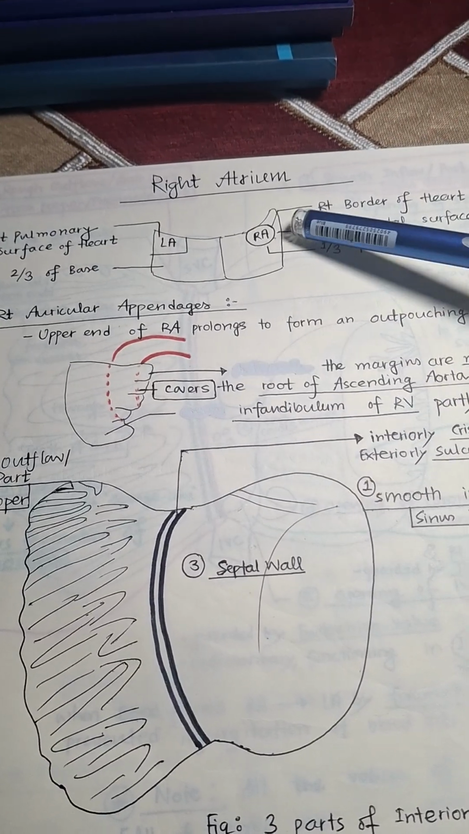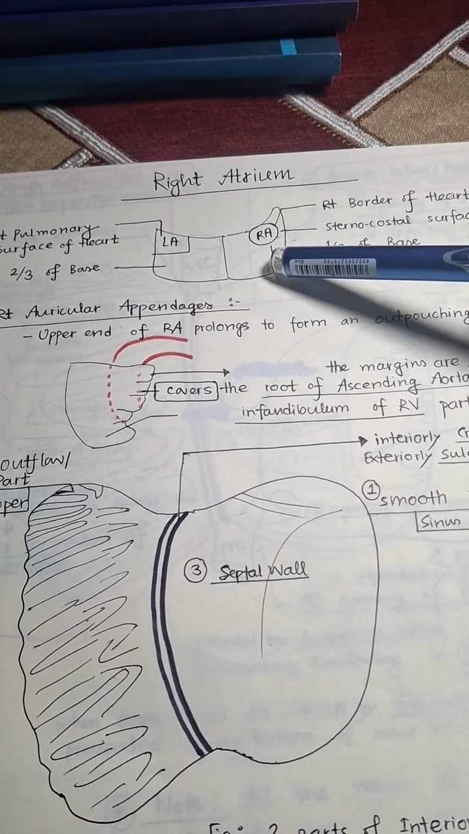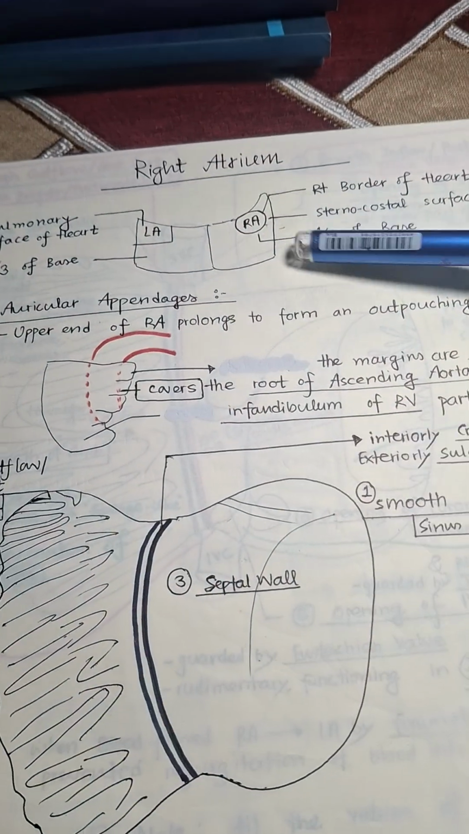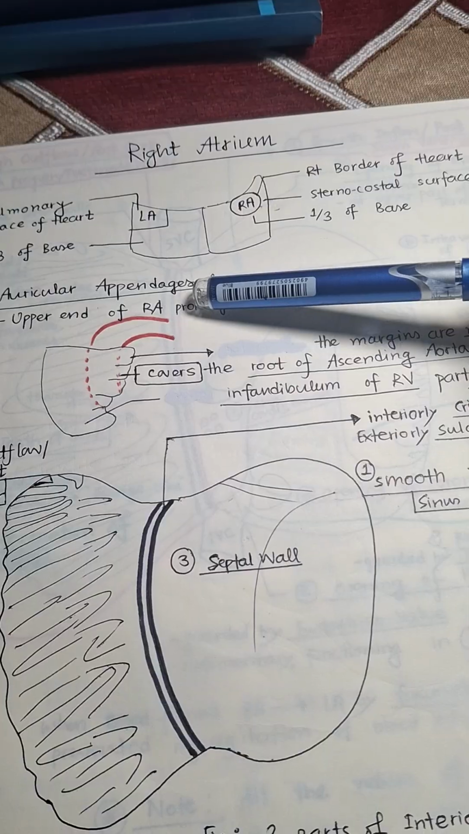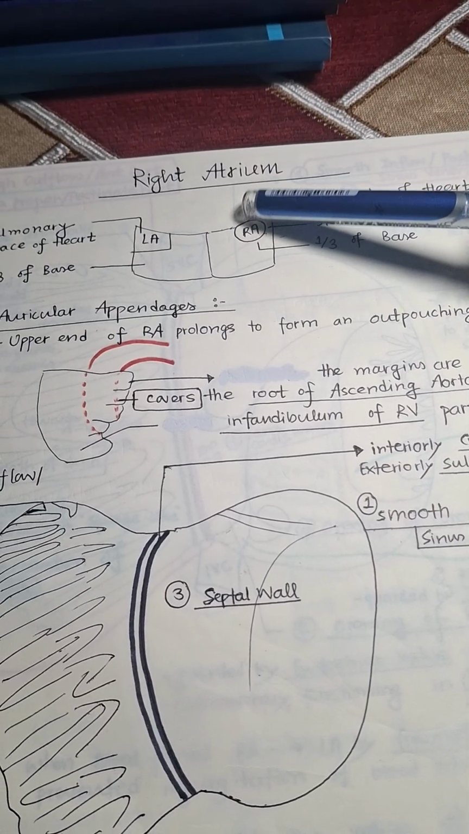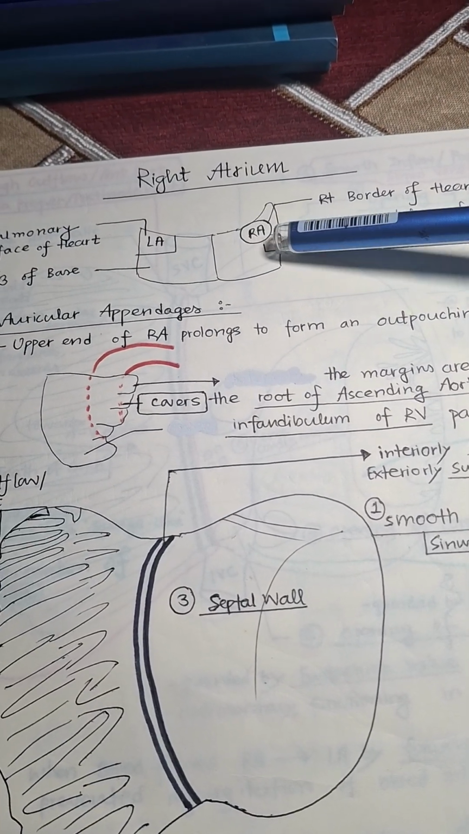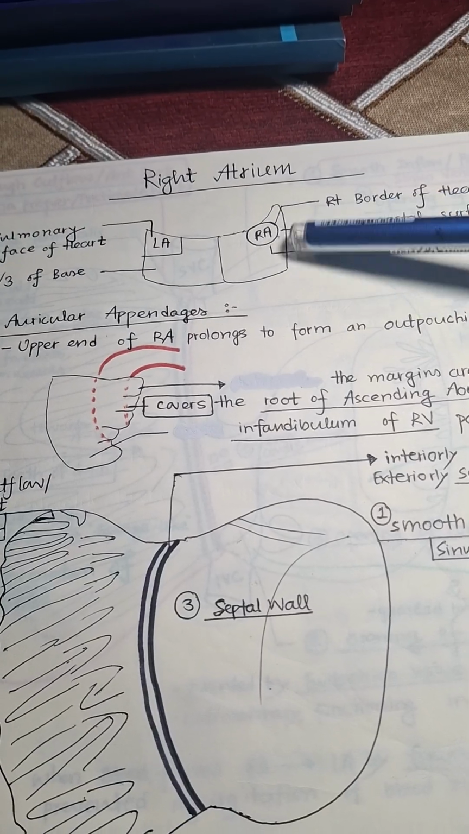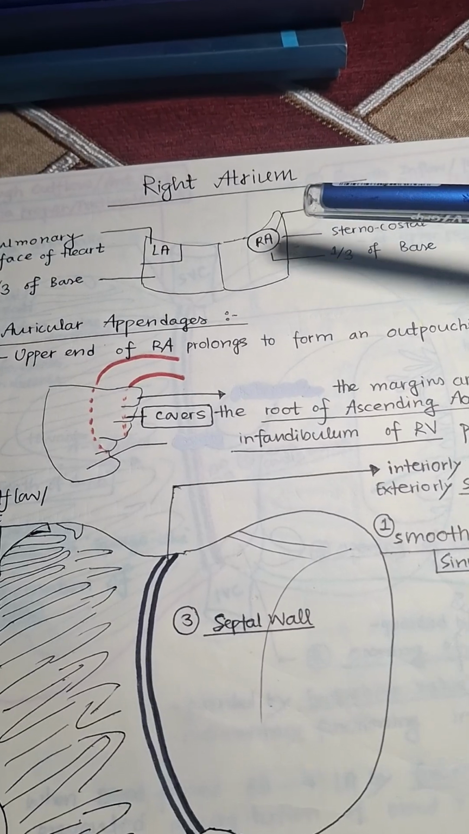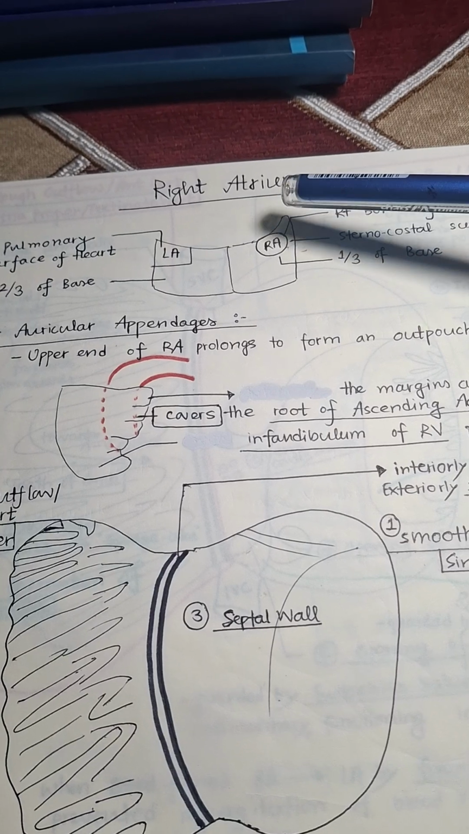While for the right border of the heart, this is just an imaginary line diagram from behind, from the back of the heart. You are just watching here the base of the heart. At the right atrium there will be the opening of the SVC, superior vena cava, and the opening of the inferior vena cava. This line would be the sulcus terminalis, and beneath this the crista terminalis will lie. So it also forms the right border of the heart.